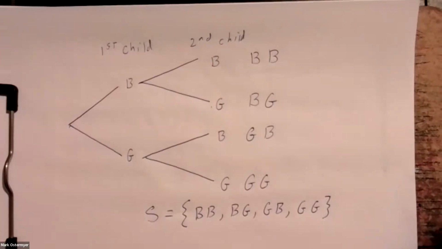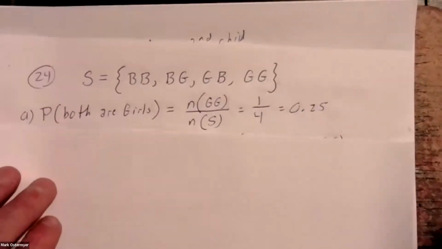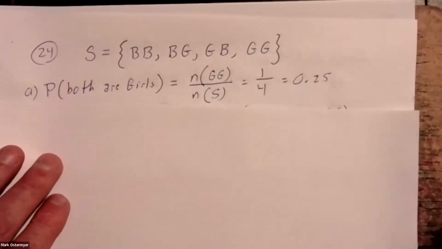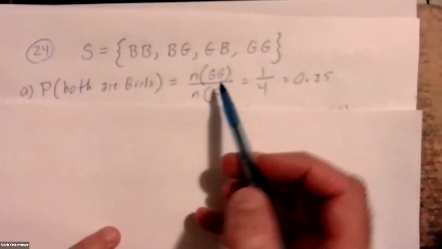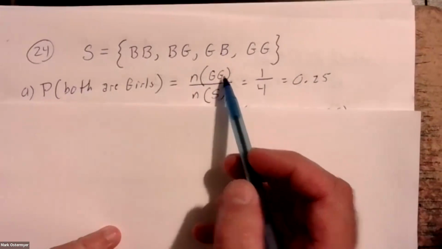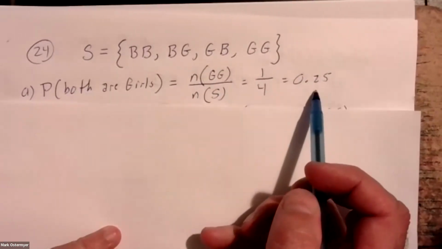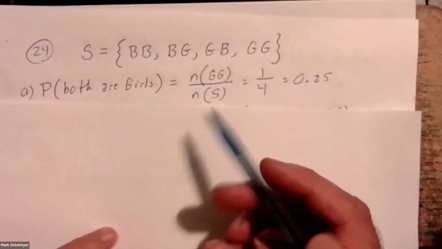All right, now to compute the probabilities. For A, what is the probability that both of these children are girls? Well, the probability that both children are girls would be equal to the number of ways we could have 2 girls, which is only 1 way, divided by the 4 possible outcomes. So 1/4 or 0.25, a 25% chance of having both girls.